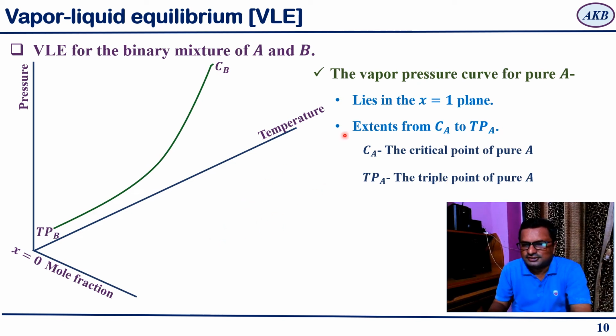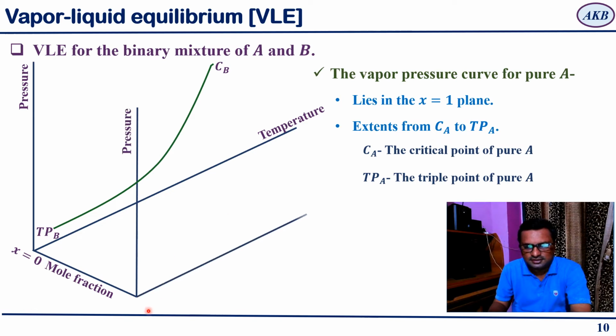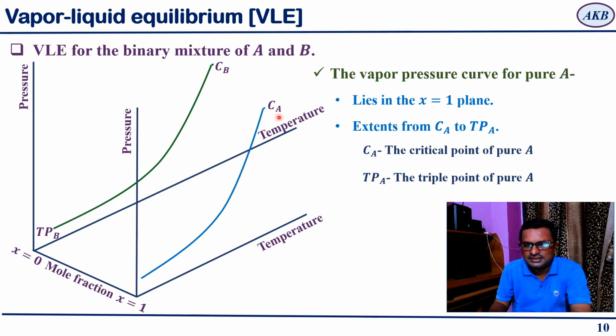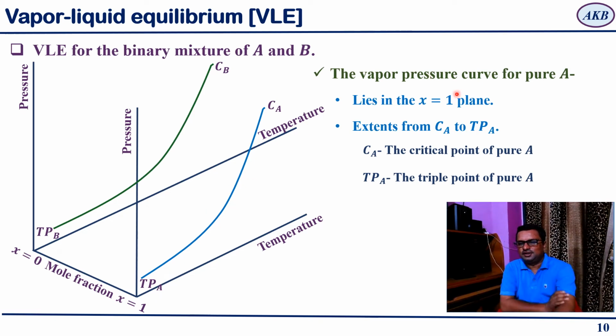Okay. Now let us first represent this plane. The x equal to 1 plane will be this plane, and the vapor pressure curve for pure A will lie in this plane. It will extend from the critical point CA to the triple point of pure A. So this blue curve which is lying in the x equal to 1 plane is nothing but the vapor pressure curve for pure A. Okay.